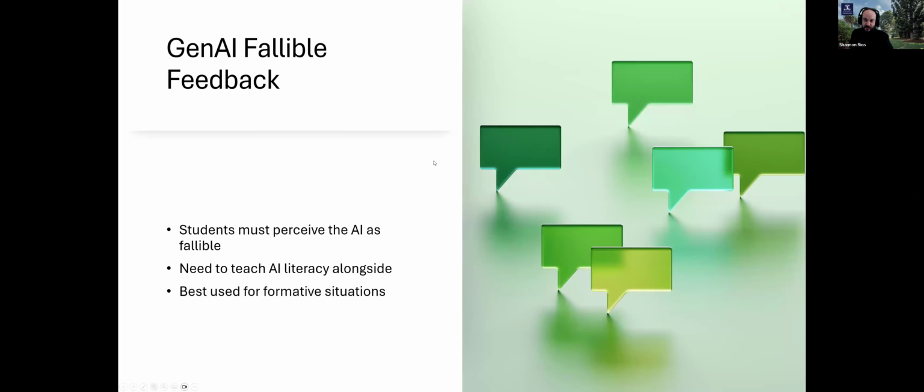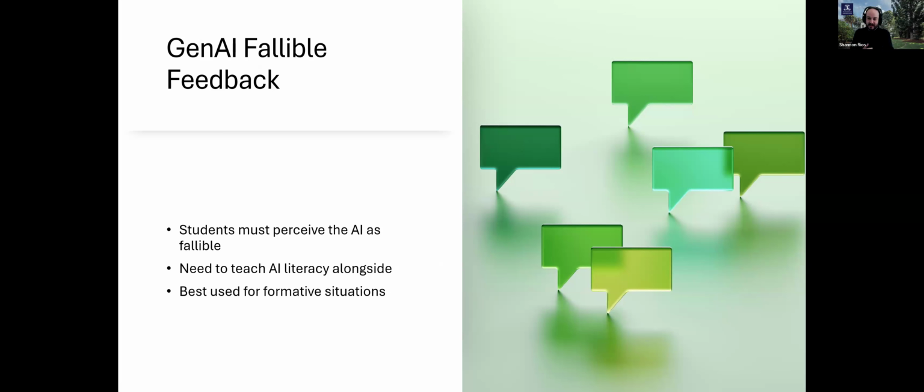I don't have an example for authoritative feedback. That's not a space that I'm really working in. I think there's a lot of issues with giving the AI that authority at this point in time. In terms of GenAI fallible feedback, so this is the peer or near peer feedback, this is the space that I've more been working in.